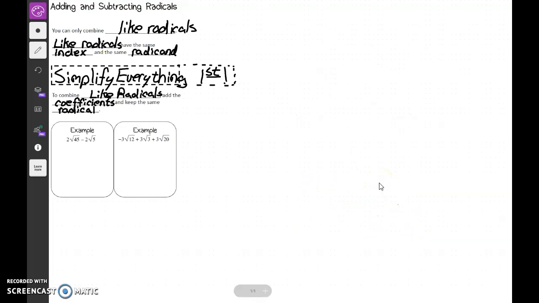And that would be the final answer. Alright, so that took care of that example. Real quick, I want to look at example 2, and then I'm going to let you guys do some practice problems. Example 2 is a little bit more involved, though. In this one, we have negative 3 on the square root of 12 plus 3 on the square root of 3 plus 3 on the square root of 20.